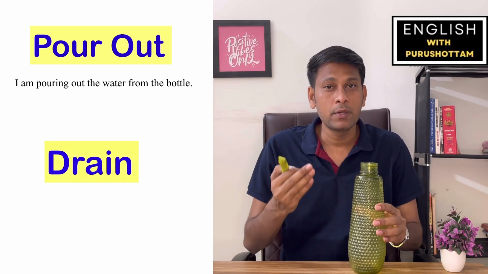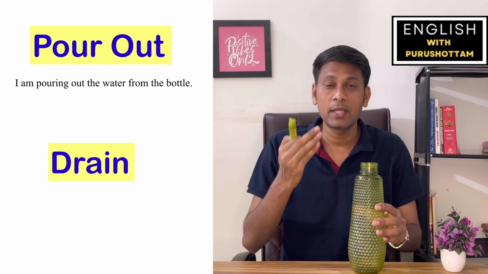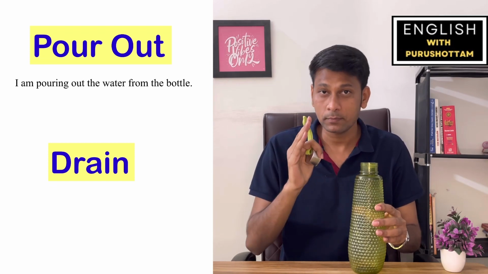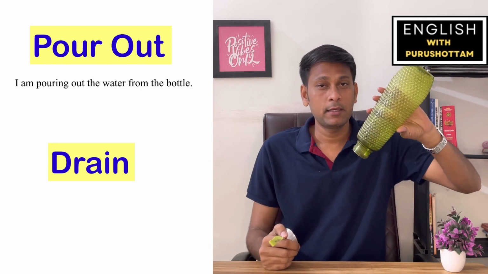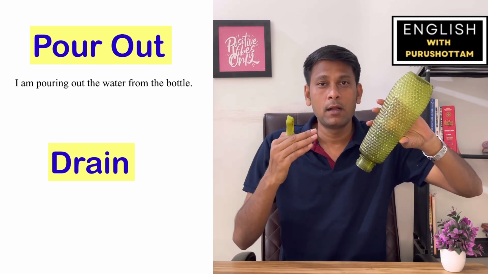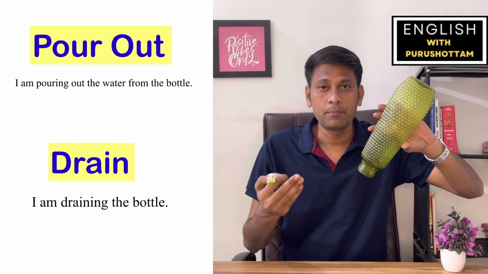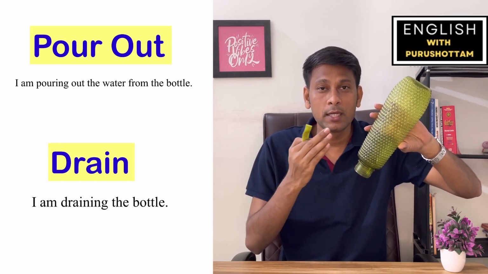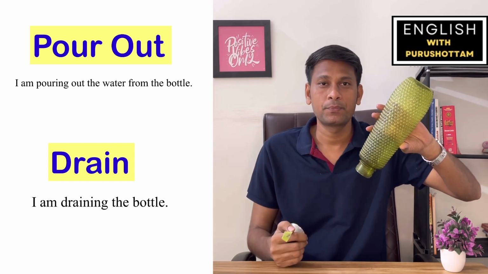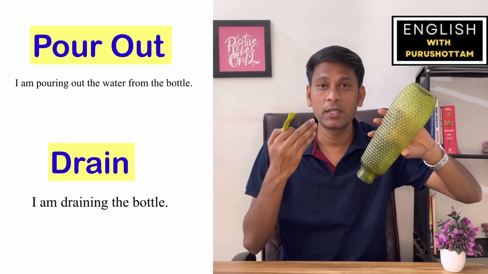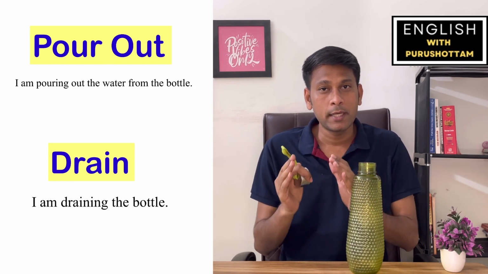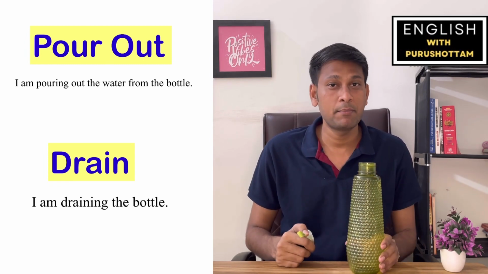Or you can also use a verb, that is drain. When you say drain, that conveys the same meaning. Let's put this into a sentence. I am draining the bottle. It means I am taking that liquid out of the bottle, or I am discharging or releasing the water from the bottle. This is how we would use drain. Drain is a verb. So either you say pour out or drain, it is going to give you the same meaning.